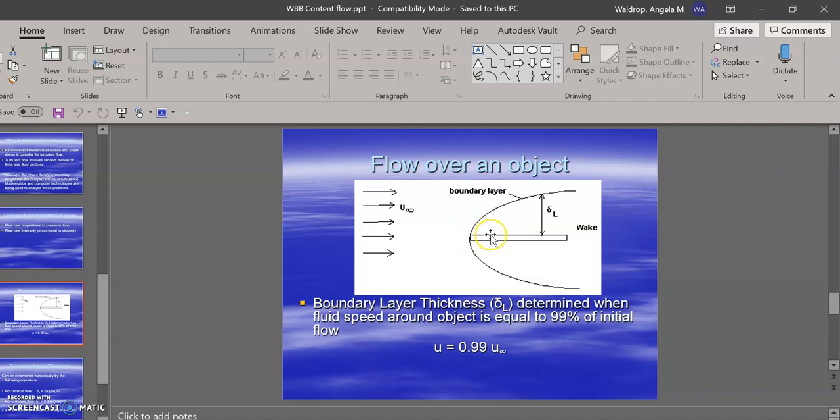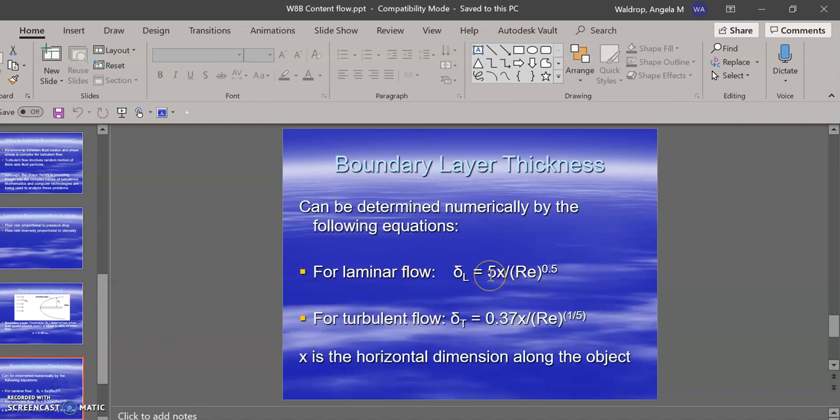So let's say that we go 0.1 meters or we go 1 meter. That's what the x value would be. So it's 5 times x over the square root of the Reynolds number. For a turbulent flow, it's going to be 0.37x divided by the 5th root of the Reynolds number. So this equation is going to be different depending upon what type of flow you have. Again, x is the horizontal dimension along the object.